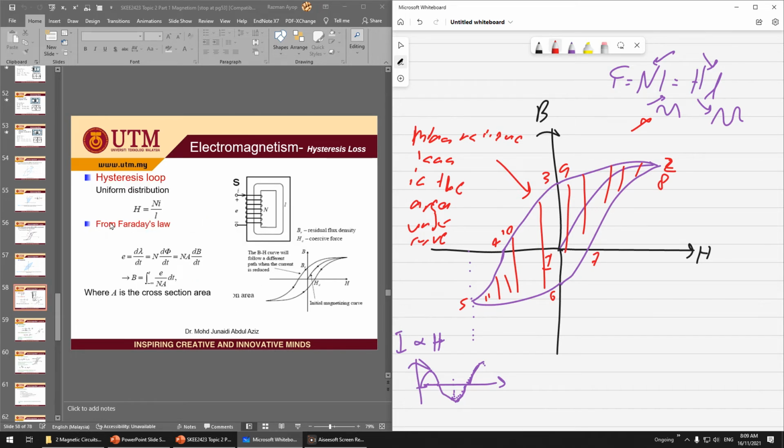So hysteresis loop. This one I already mentioned here, uniform distribution, hysteresis loop. Now we move on to Faraday's Law. So you have E, the electromotive force, if not mistaken. So dΦ over dt, the change of flux. Recall back, it equals dΦ over dt, the flux linkage. Let me change this.